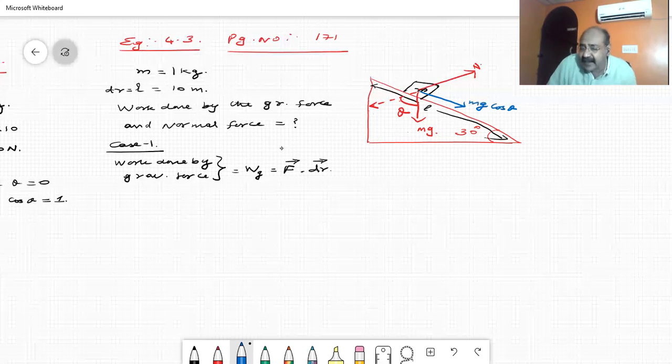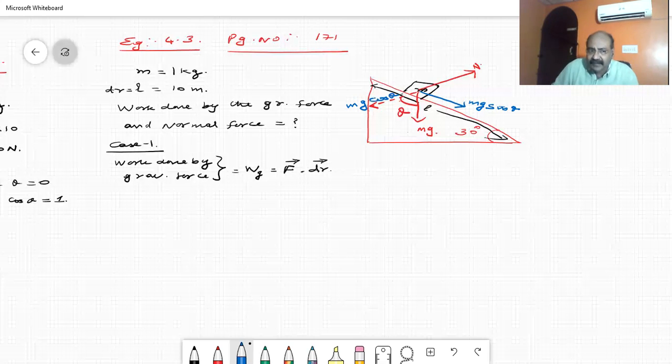Then the adjacent component is parallel or along the normal force. Opposite component is taken to be what? Opposite component is mg sin theta, not mg cos theta. We have to consider it as mg sin theta, because it is opposite, and the adjacent component is considered to be mg cos theta.